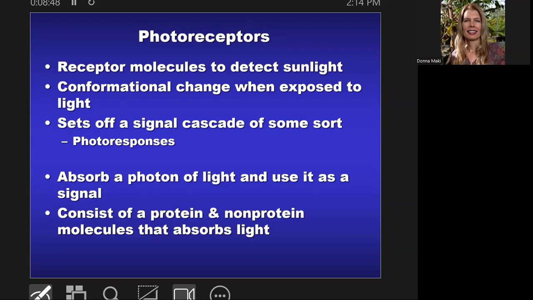And when you look at these photoreceptors, they typically contain a protein portion and then a non-protein portion that's bonded to the protein. And it's the non-protein part that is absorbing the light. It's often referred to as a chromophore. It's in the notes if you want to see how to spell that. So the chromophore is the non-protein part.